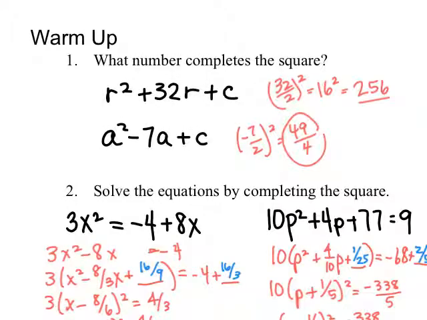All right, here are your answers. The C value for the first problem is 256. 32 divided by 2 is 16, squared is 256. The C value, or the perfect square, in the second problem is right here, 49/4. It's always going to be positive. It's an important thing to note because when you square a negative, it becomes positive.